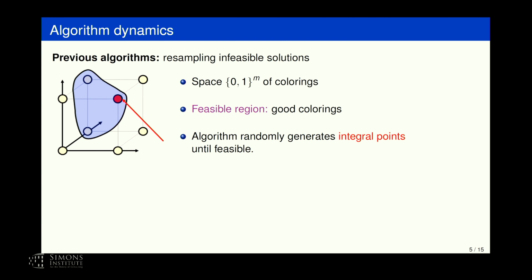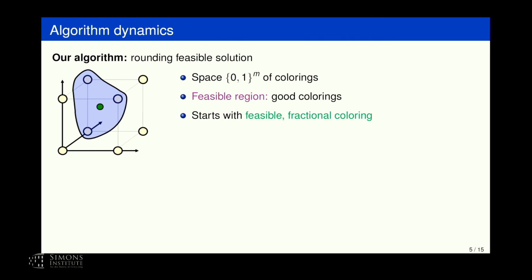OK, so the first message I'd like you to take away from this talk is that we can do something different here. We can take a different view of the dynamics of an algorithm for the LLL. What we will do is basically a rounding algorithm for the LLL. We'll start with a feasible fractional coloring. Throughout, I'm just going to be talking about hypergraph coloring instead of general probability spaces. So that'll be our running example. We'll start with a fractional coloring for this hypergraph coloring problem.